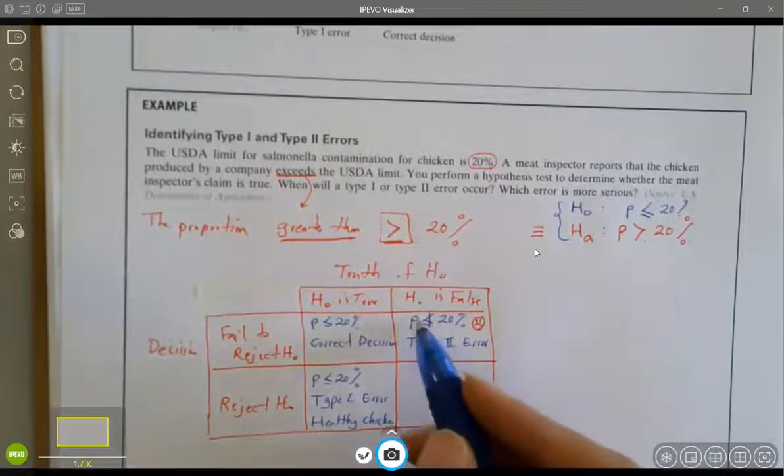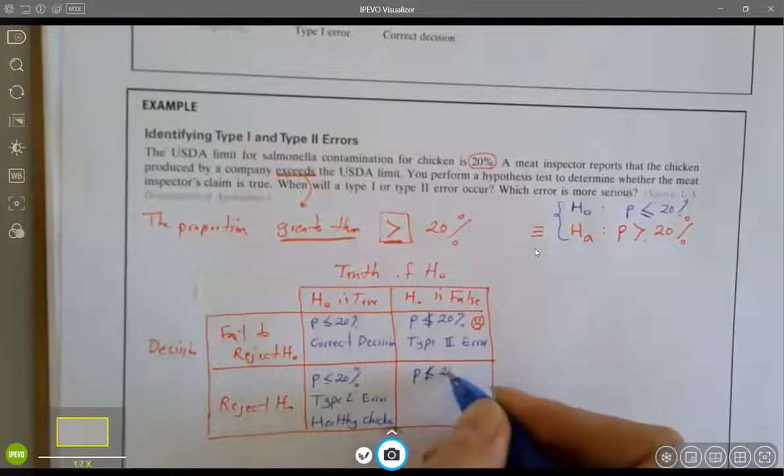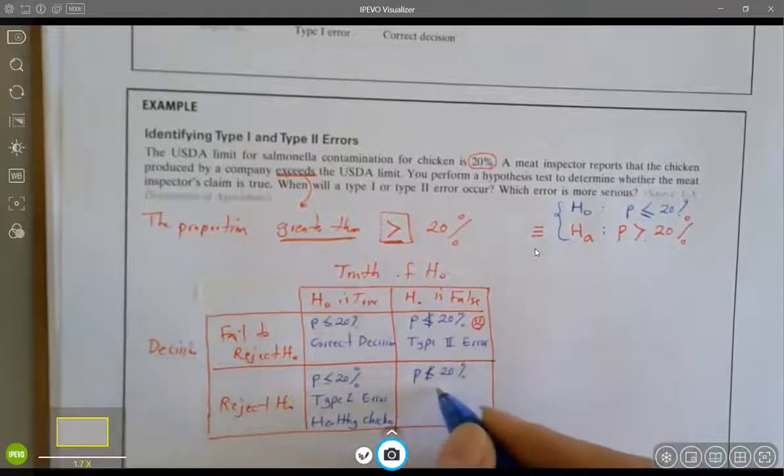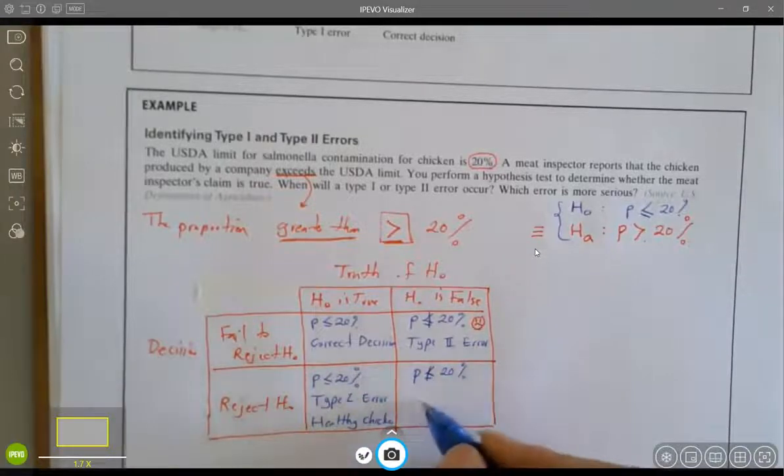However, if the level of contamination is not less than or equal to 20%, it means that it is larger than 20%, and you reject that sick chicken. You reject it. So of course it's a correct decision.